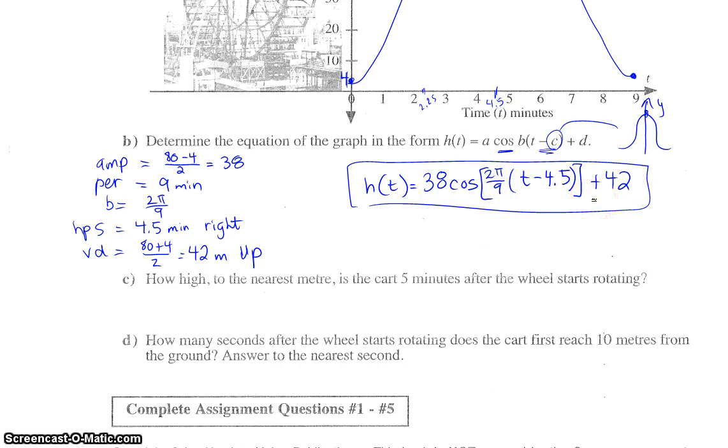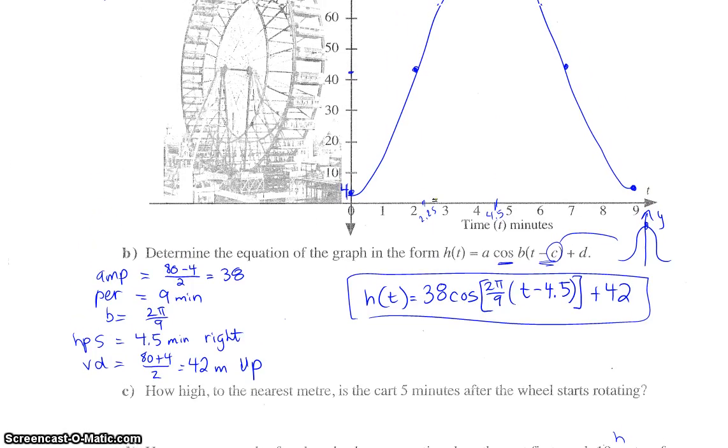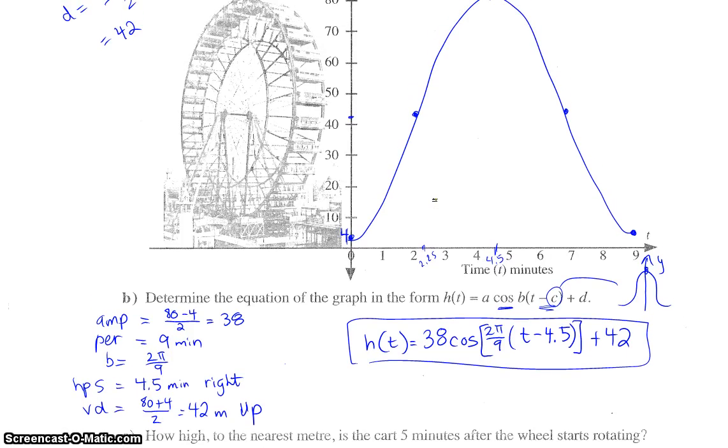Now the follow-up questions. There's always follow-up, right? How high to the nearest meter is the cart 5 minutes after the wheel starts rotating? So we could just put 5 in for t, throw it in the calculator, but since the next question asks how many seconds after it starts rotating does it first reach 10 meters, which is our height, we're going to have to graph it to do the next part, so why don't we just graph it to do this? So go ahead, bring up your calculator, put this equation in your calculator. Window settings, you can actually use your window settings from your graph, would be the easiest. Take a look at your graph, and I'll do that as well, and then we'll answer those last two questions.